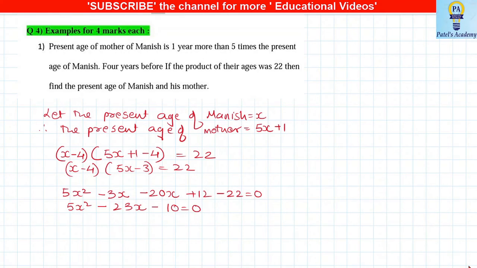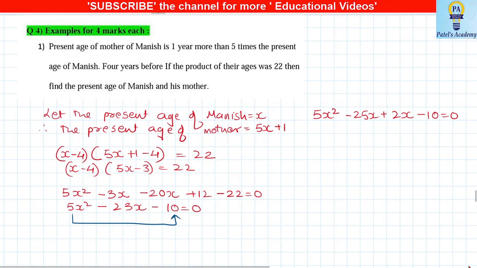So how do we solve this equation? I want two numbers which when multiplied give minus 50 and when added give minus 23. Okay, so the numbers are minus 25 and plus 2. So I'll write down 5x square minus 25x plus 2x minus 10 equal to 0. Okay, now we have to take common.